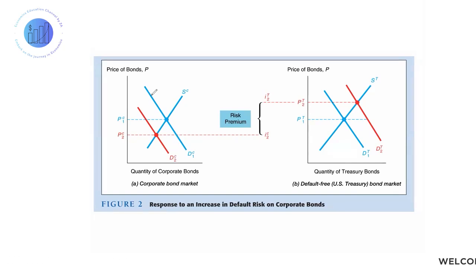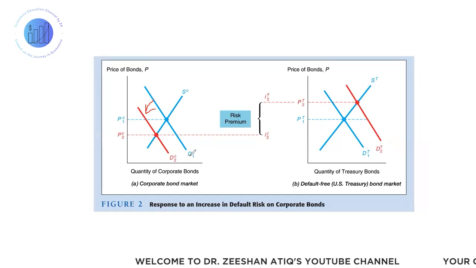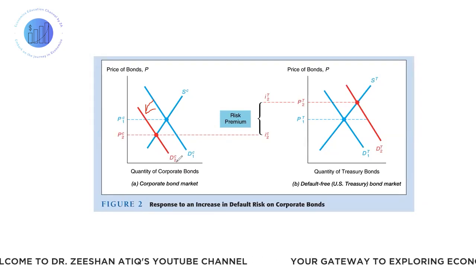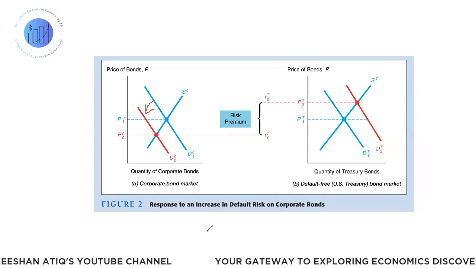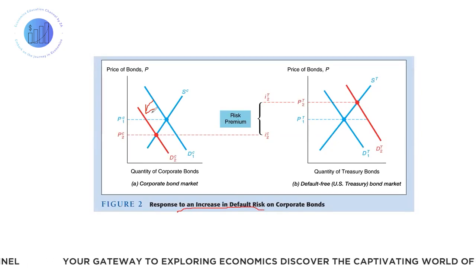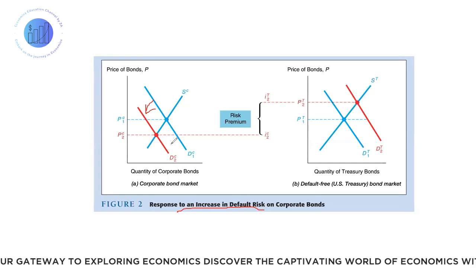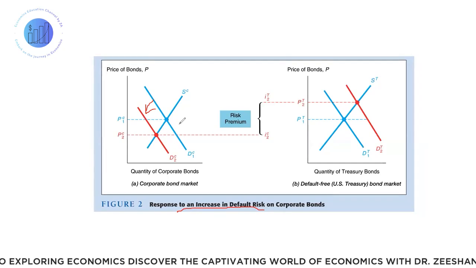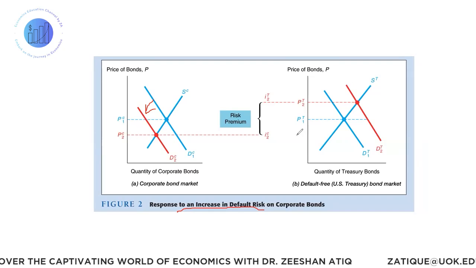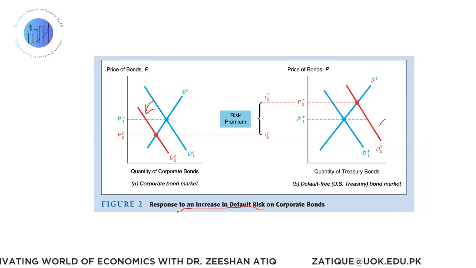When the default risk of the corporation increases, you may see the fall of the demand from D1C, which is the corporate demand for the corporate bonds, the initial level of the bond curve, to DC2. DC2 is the demand for the corporate bond too. And now why is this demand falling? Because the default risk is increasing. Because the default risk is increasing, the demand for the corporate bond is falling. And now what is happening is that this fall in the demand curve for the corporate bond will cause the rise in the demand for the government bonds.